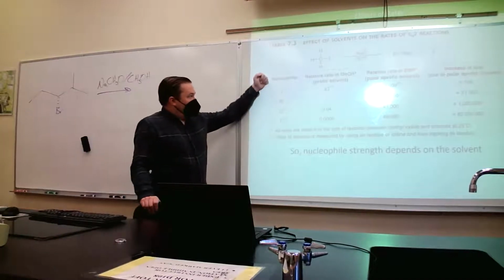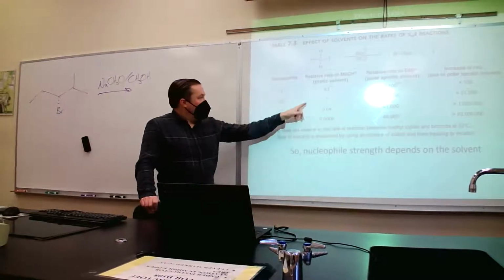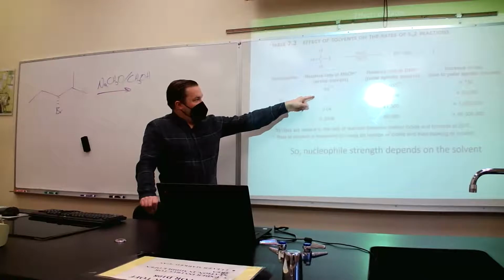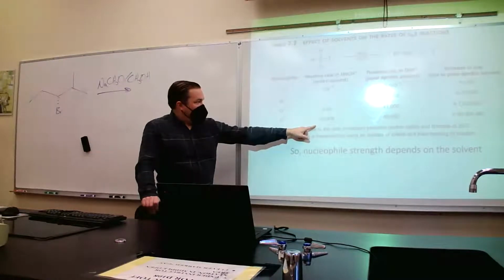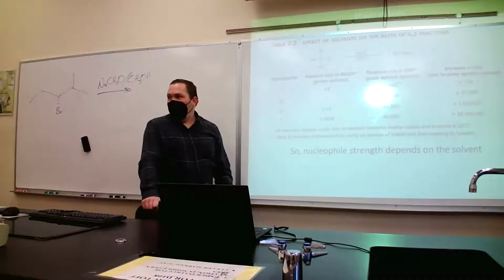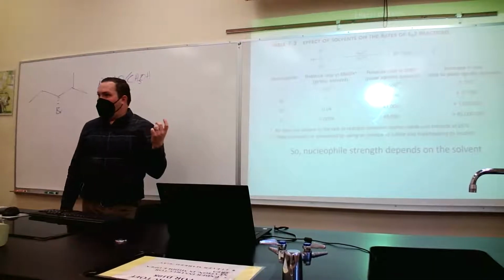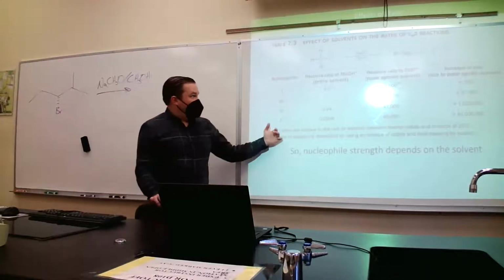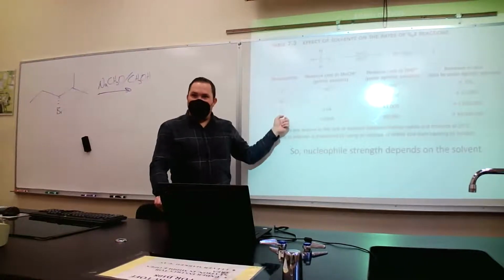But for these halides, if we look at the relative rate in methanol, which is a protic solvent, with bromide as our nucleophile, we're going to use that as our standard. Chloride is about 25 times slower, and fluoride is about 25 times slower than that. On the flip side, iodide is 40 times faster as a nucleophile, which is opposite of what we would expect from their pKa's. So in a protic solvent, it reverses their nucleophilicity for these halides.